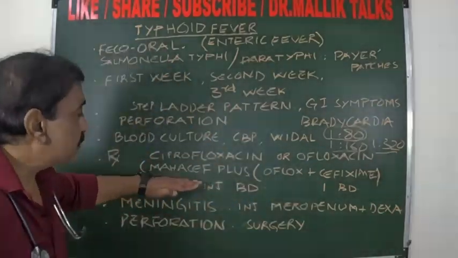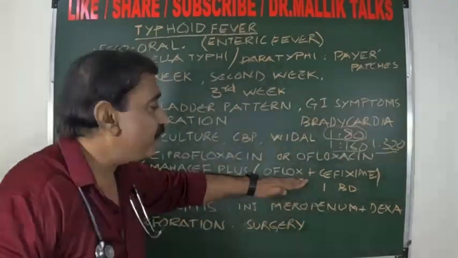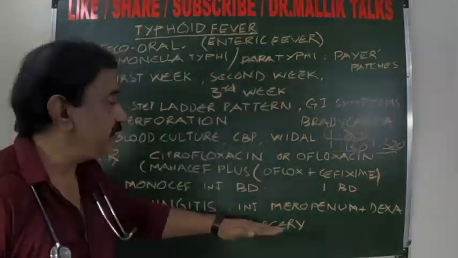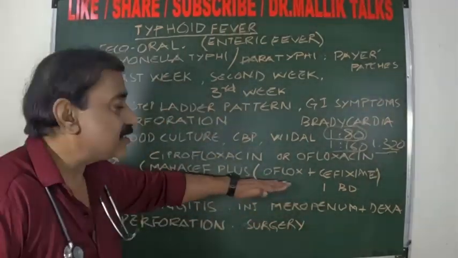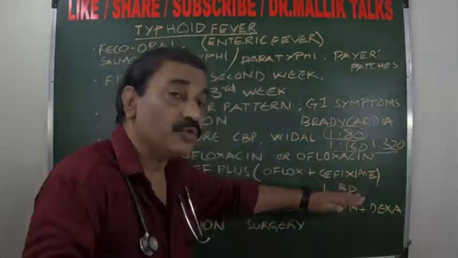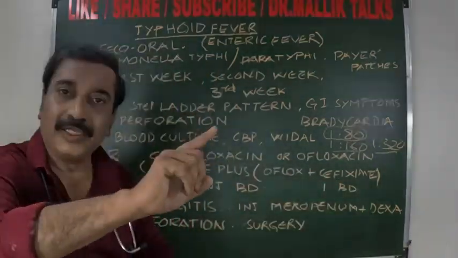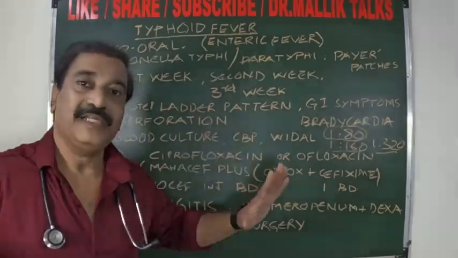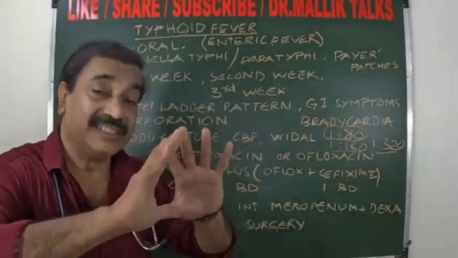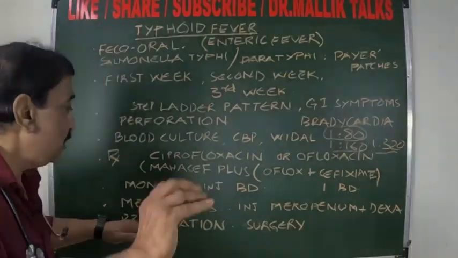This Mahacef Plus comes in other brands also, like Cefixime O, you can use it. So Mahacef Plus or Cefixime O, ofloxacin 200 mg plus cefixime 200 mg, one tablet in the morning and one in the evening for a period of 5 to 7 days will almost definitely eradicate the problem.